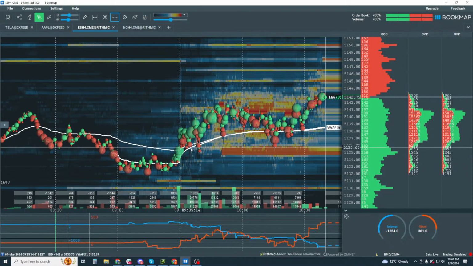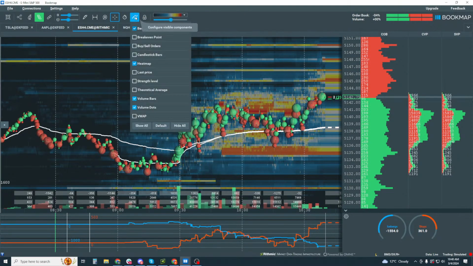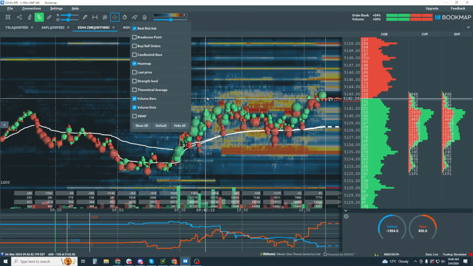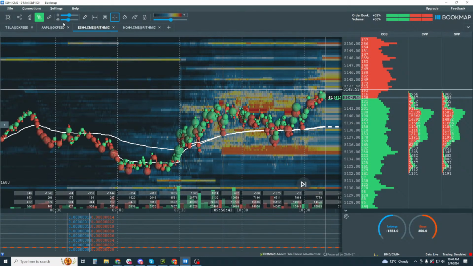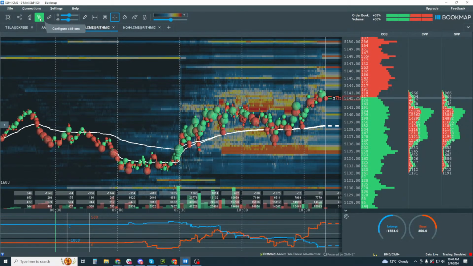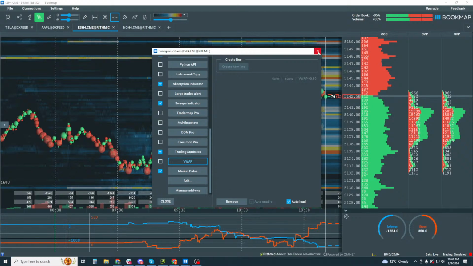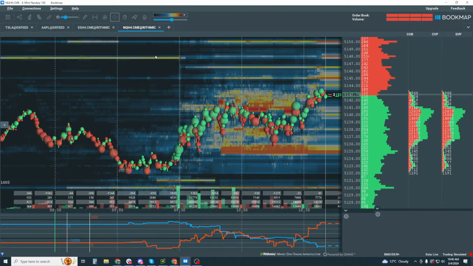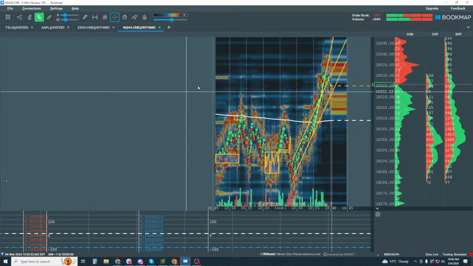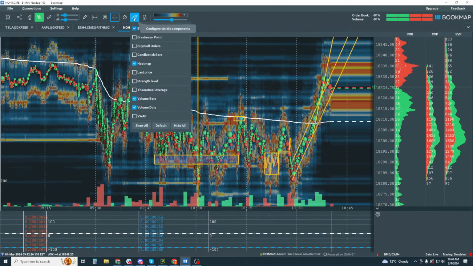So I've got a new version of this VWAP as well I want to share with you, but not now. All right, so just to let you know about that. In fact, I'm going to take it off the chart. And it should be off of NASDAQ as well. No, it's not.